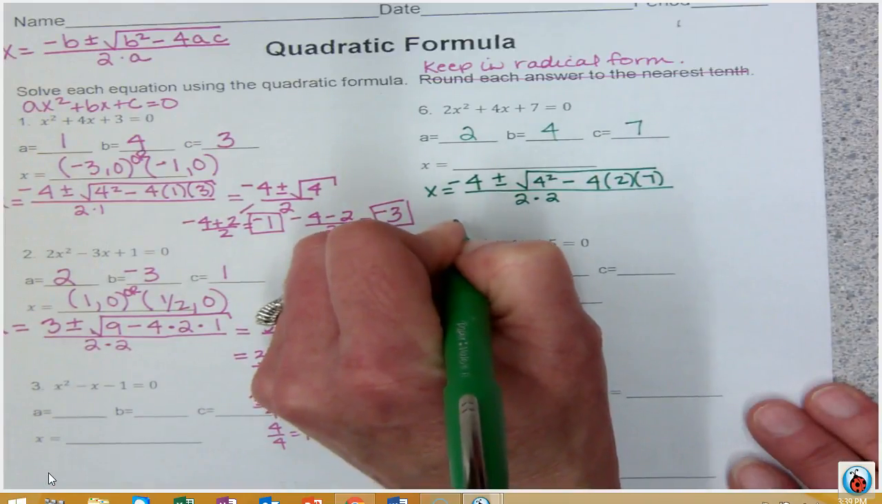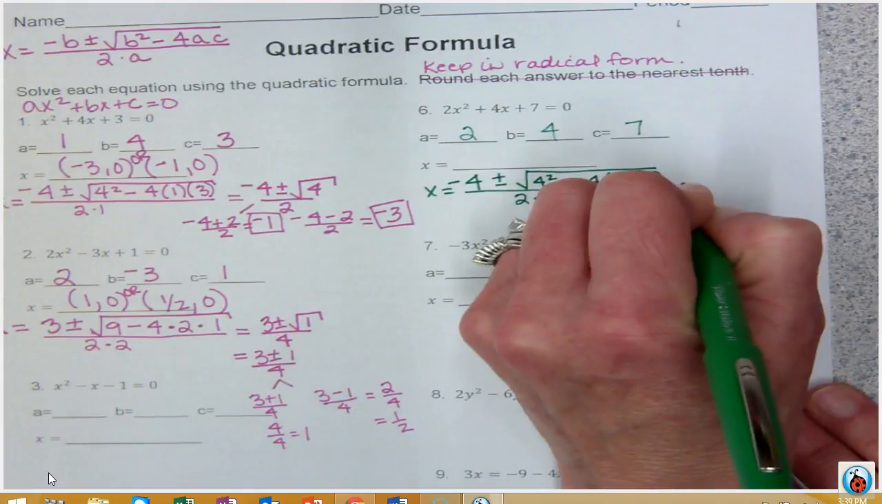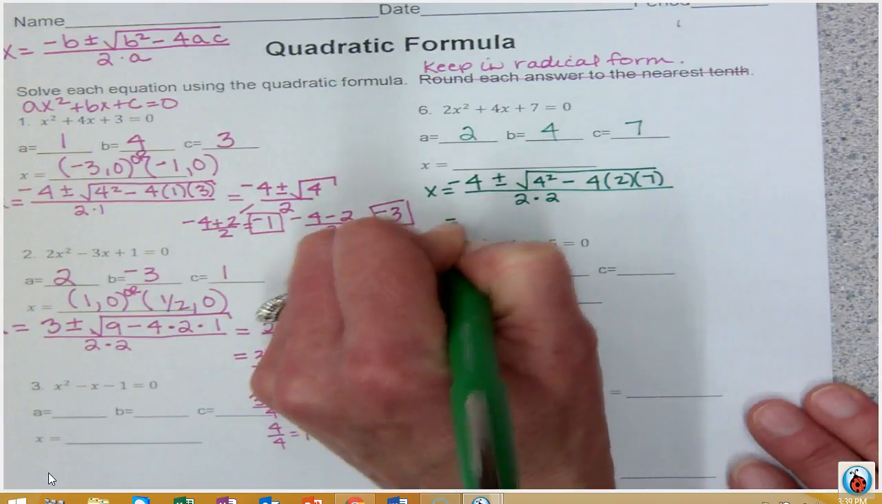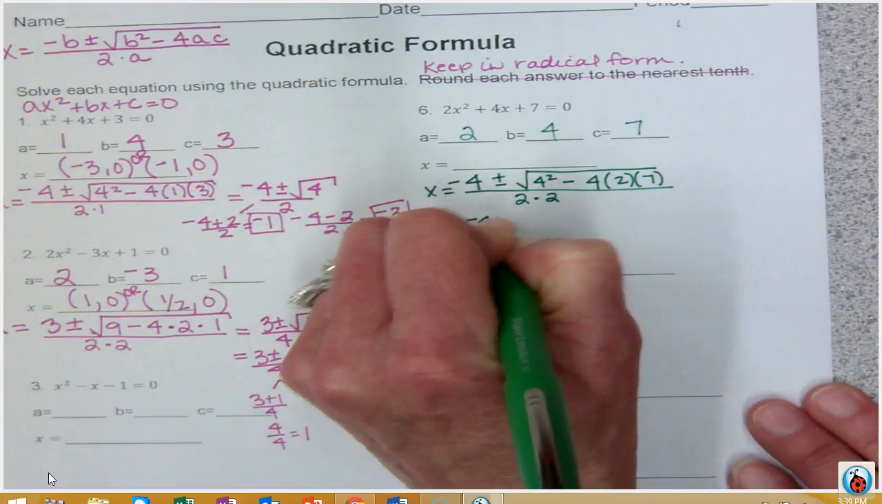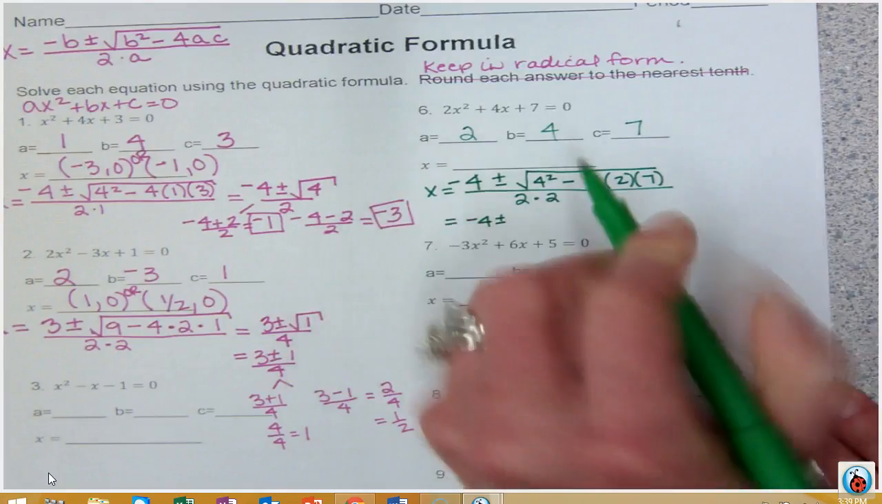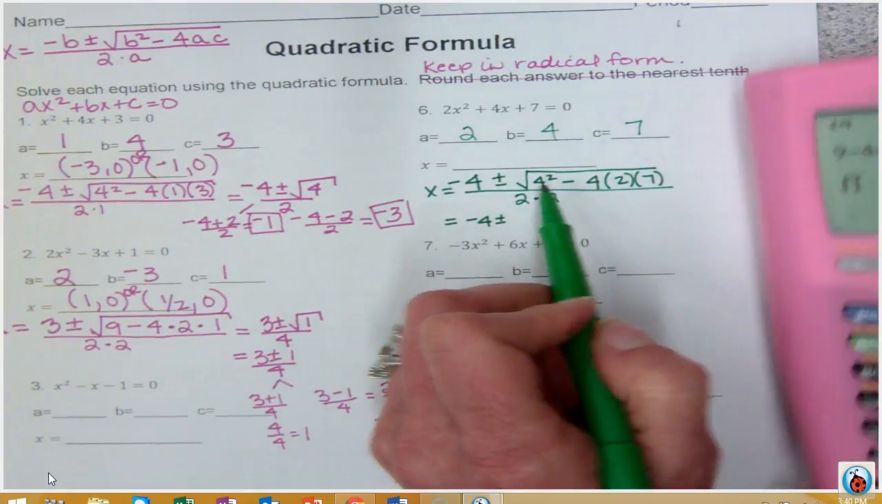So, I'm going to go here. Negative 4 plus or minus, what do I get when I plug this in?